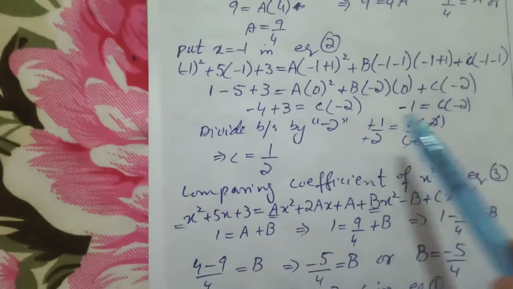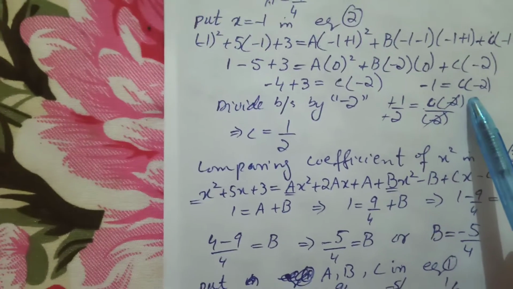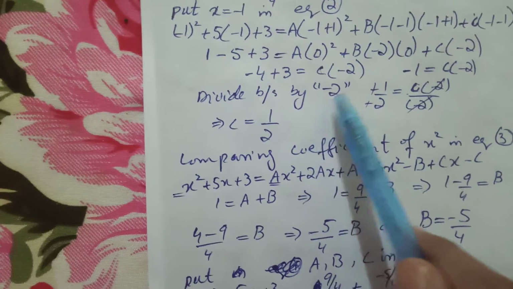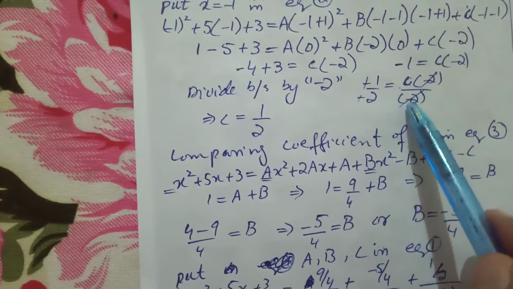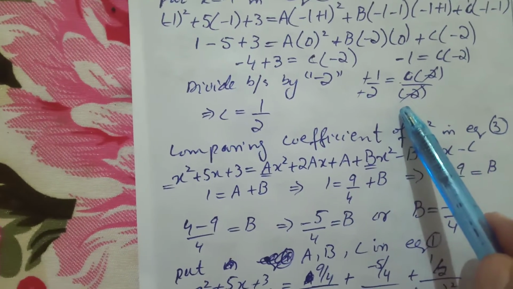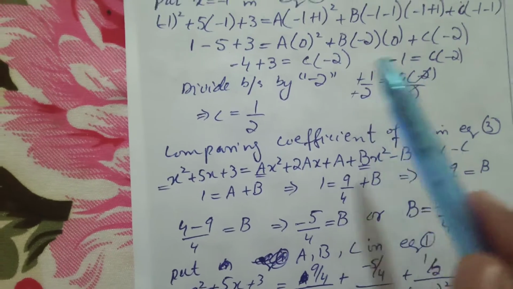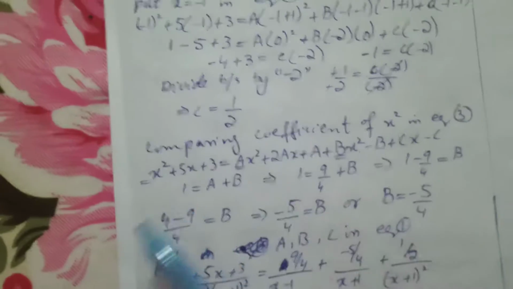Now when we remove minus 2 to find the value of c, divide minus 2 on both sides. So minus 2 when we divide on this side, and minus 2 when we divide on this side. So minus 2 will be cancelled, minus minus will be cancelled, just 1 by 2 is equal to c. This will remain, so it means that c is equal to 1 by 2.